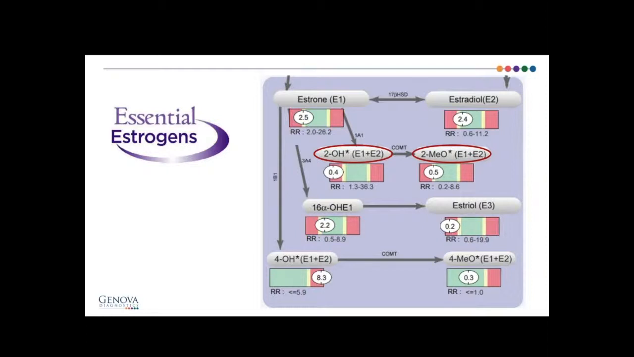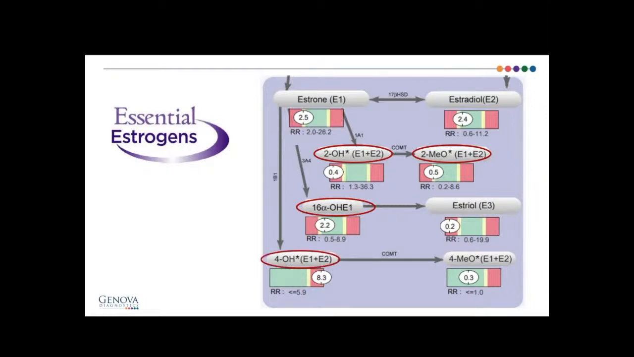And that's what we want. The more 2-methoxy, the better. And so when we judge COMT activity, we're going to look at the 2-hydroxy-2-methoxy ratio. The higher the 2-methoxy is in that ratio, the lower the number. And we'll look at that in just a moment. But if 2-hydroxy is methylated, it's water-soluble now with that methyl group and readily excreted. That's what we want. We keep an eye on the 16-alpha-hydroxy, which, by the way, can become estriol.